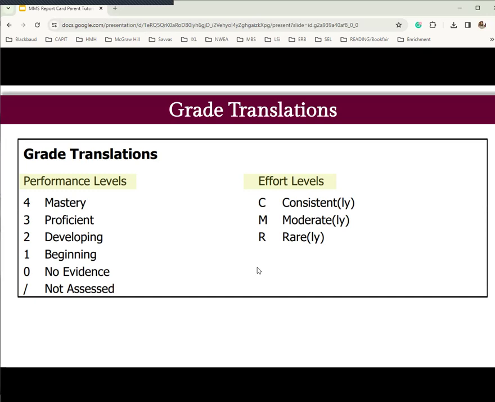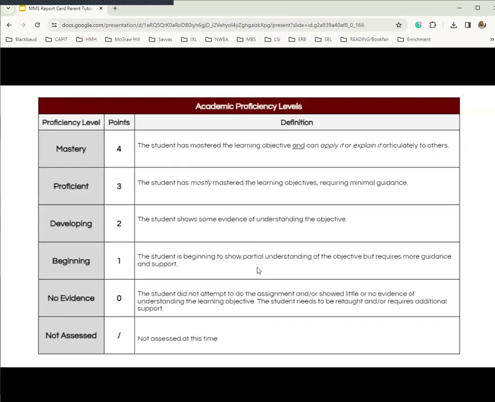So for that reason, you will see two separate grades for every content area. You will see performance grades depending on the skill or the standard they're learning. They're either going to be a 4, 3, 2, 1, or 0. And then you'll also have their effort levels. So just a reminder, for our academic proficiency levels, we have a scale from 0 to 4, as well as the slash, which means not assessed at this time.